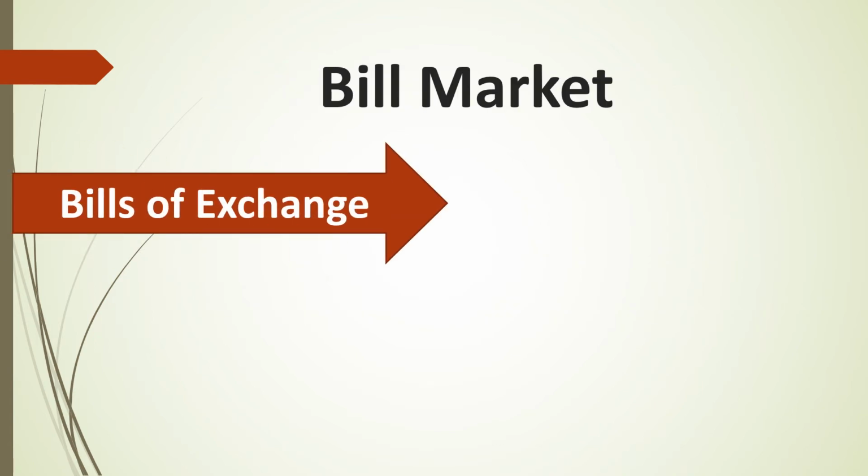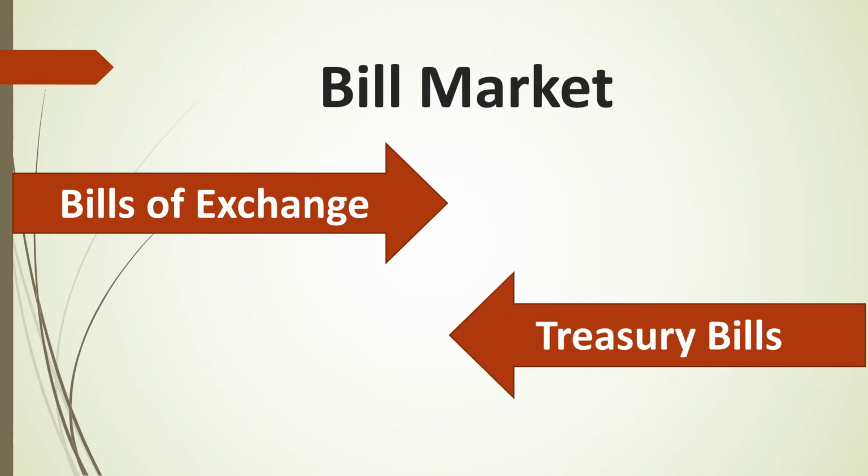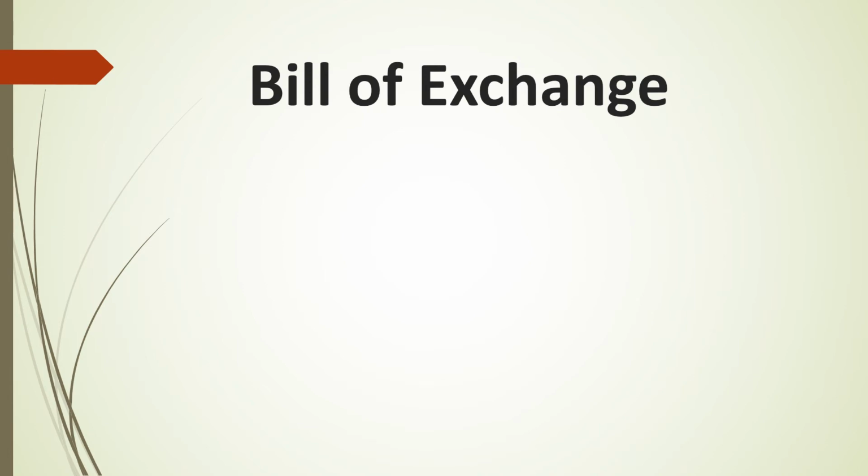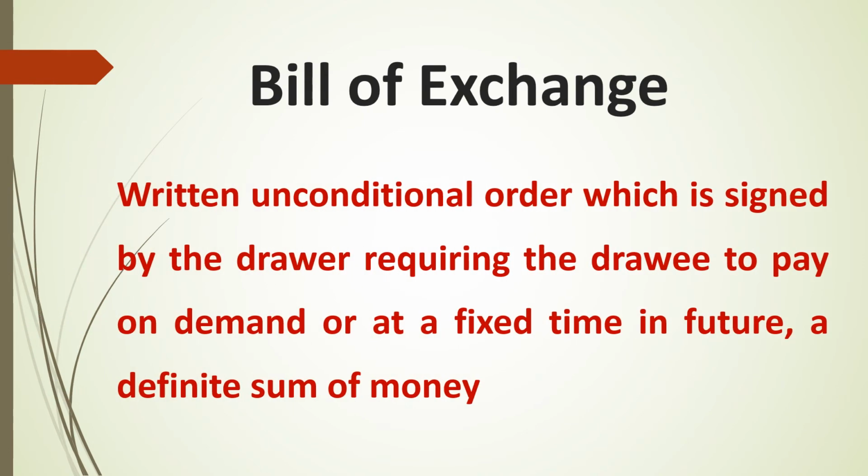The bill market is a market in which short-term bills are bought and sold. The important types of such short-term bills are bills of exchange and treasury bills. Now we have to understand what is a bill of exchange. It is actually a written unconditional order which is signed by the drawer requiring the drawee to pay on demand or at a fixed time in future a definite sum of money.